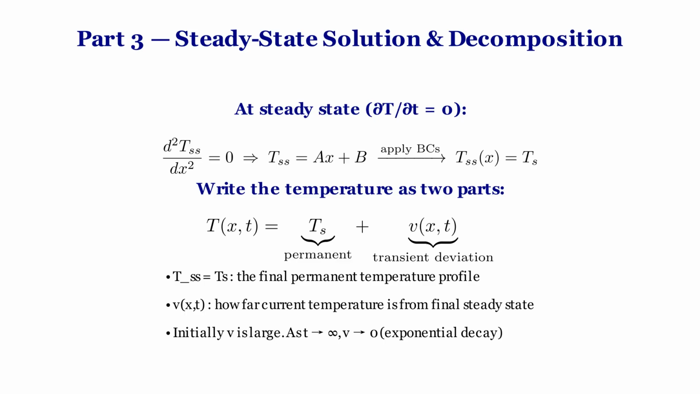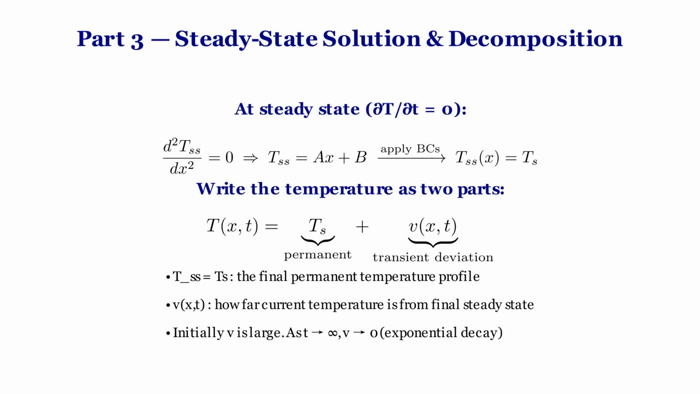Integrating twice gives a straight line, Tss of x equals A times x plus B. Applying the boundary conditions, at x equals 0, Tss equals Ts, so B equals Ts. At x equals L, Tss equals Ts, so A equals 0. Therefore Tss of x equals Ts, a uniform temperature equal to the surface temperature. This makes physical sense. Eventually the wall reaches the surface temperature everywhere.